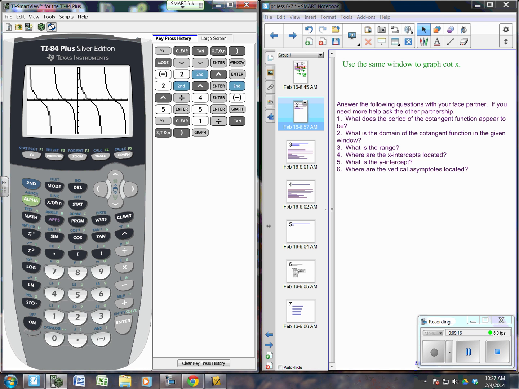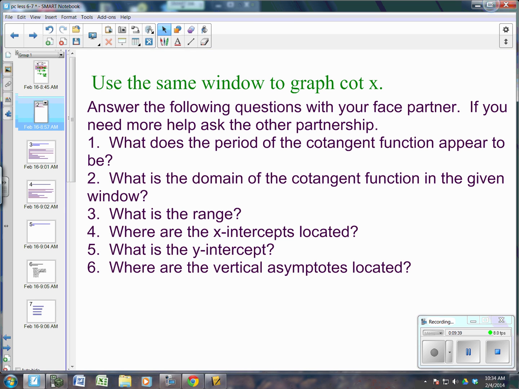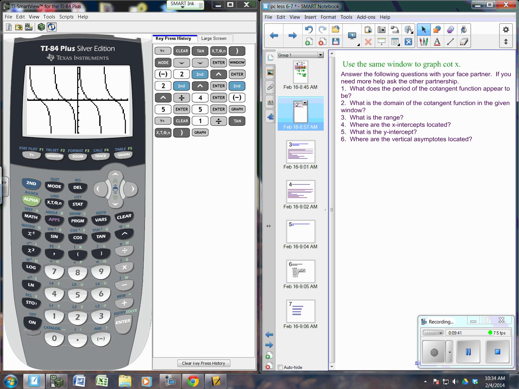Okay, so I'm going to pause this. I want you guys in your groups to answer the 6 questions, okay? So let's discuss them. Starting with number 1, I'm going to call on some of your groups and tell us what you got. Let's see this group right here. What did you guys get for the period? Pi. So it looks like it occurs every pi units, just like the other one, right? Okay, good. If you look at it, the first cycle takes place between 0 and pi, right? Second one between pi and 2 pi. So every pi units is the period.